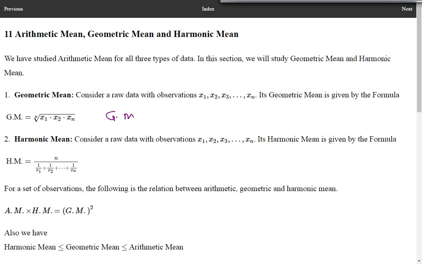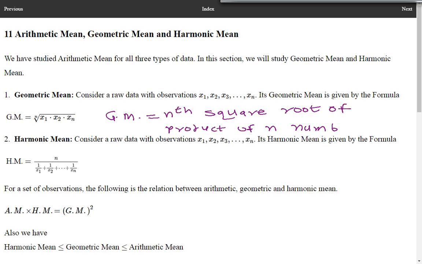the nth root of the product of n numbers. So how to obtain geometric mean? It is the nth root of the product of n numbers. Geometric mean is the nth root of the product of n numbers. This is the geometric mean of n numbers.